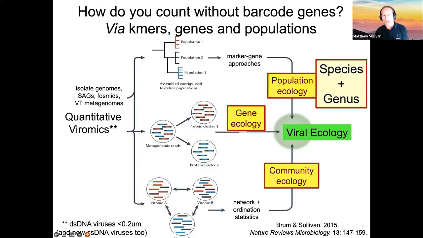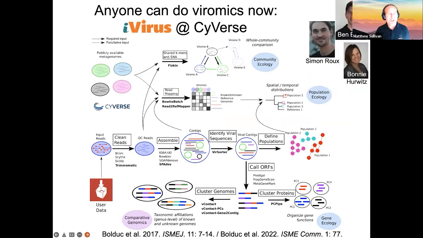But I'll just mention at this point that we now can look at viruses at both a species and genus level, and I use those terms very formally. I hope to convince you of that later. So viromics is ready for prime time, and I'll just mention that we've put a lot of work into making sure that all these capabilities are completely democratized.